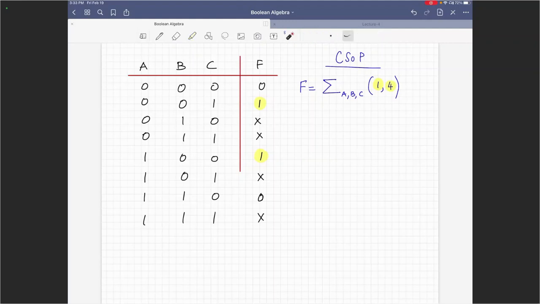However, I don't care about these 4 guys, which means they could be a 0, could be a 1. I also need to write them in my canonical sum of product expression as don't care. What are the minterms that you are not caring about? 2, 3, 5, and 7. Yes, absolutely right. Let's color code that in blue.